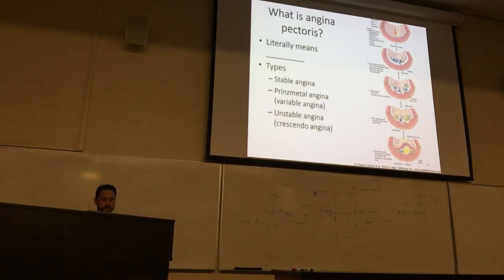Prinzmetal angina, another word for it is variant angina, is usually pain during resting times at night. There may be vasospasms associated with it. Unstable angina is otherwise known as crescendo angina. Crescendo, for those of you that are musically inclined, what does that mean? Crescendo versus decrescendo.